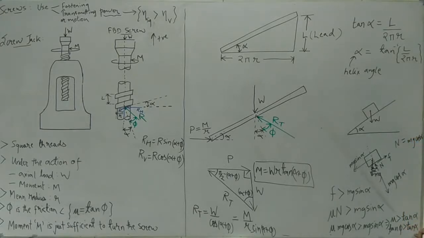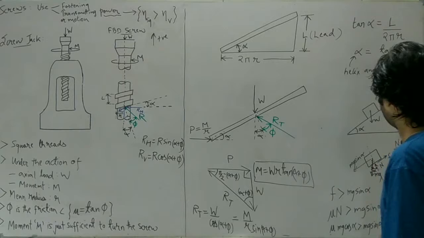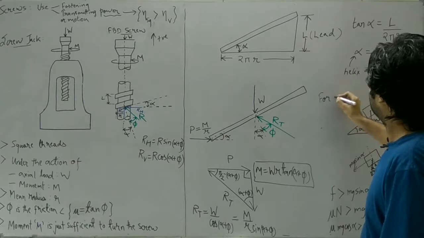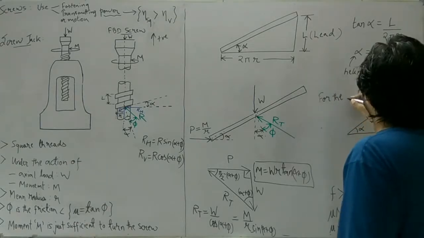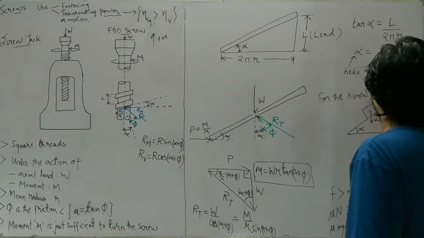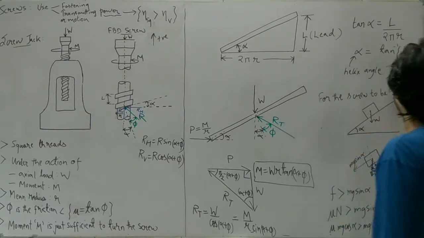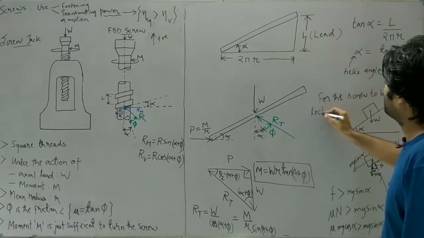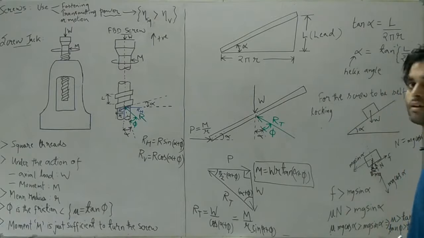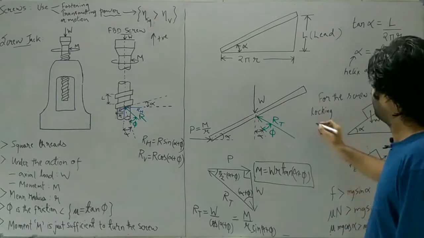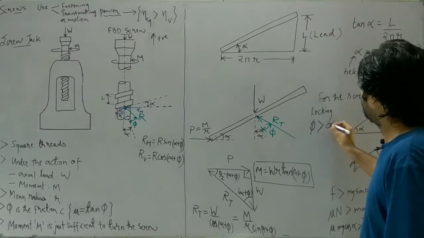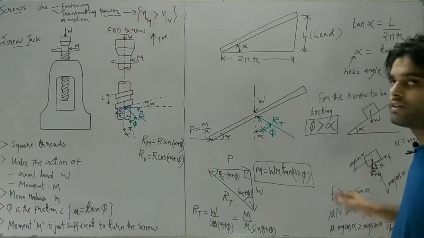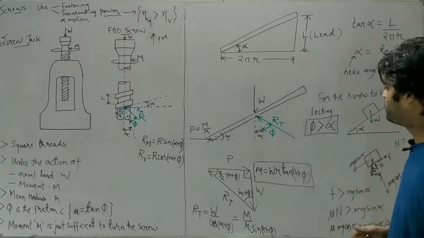So tan phi should be greater than tan alpha. Okay, so we come to a conclusion that for the screw to be self-locking, the condition is phi should be greater than alpha. Okay, this is the condition for a self-locking screw.